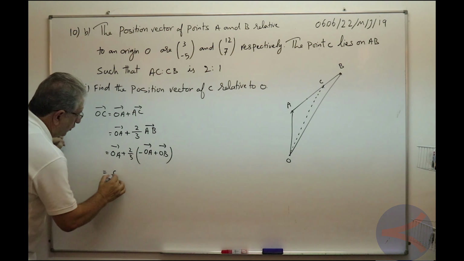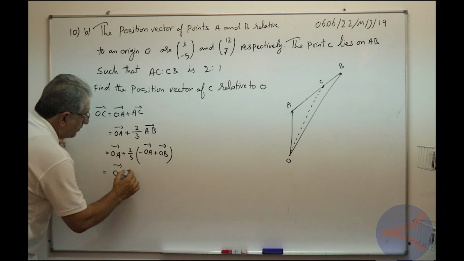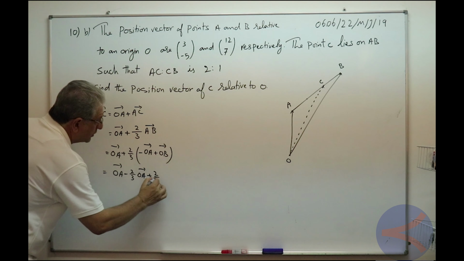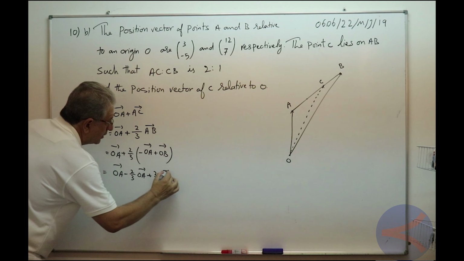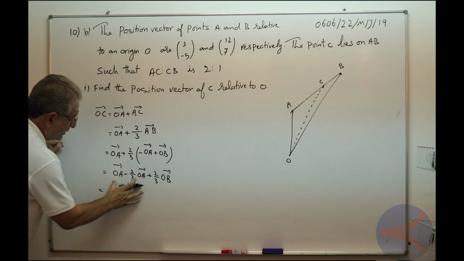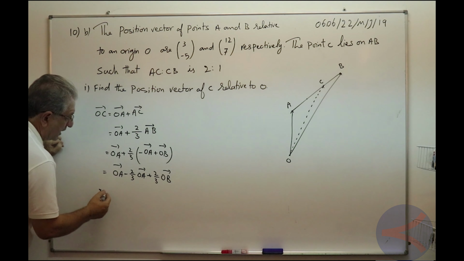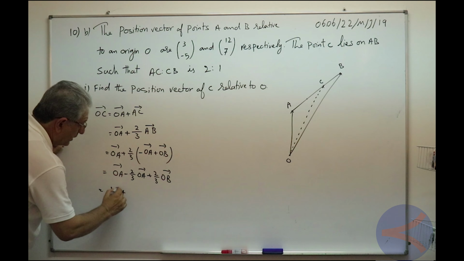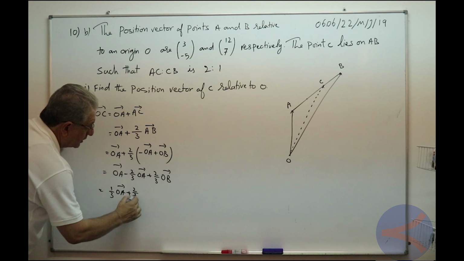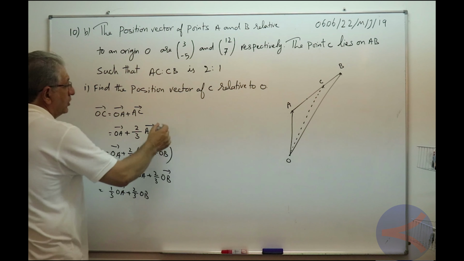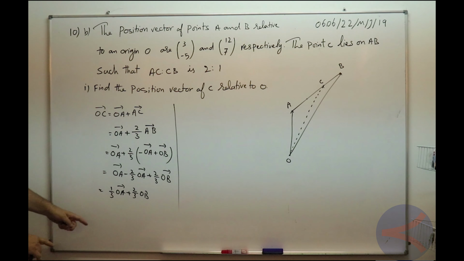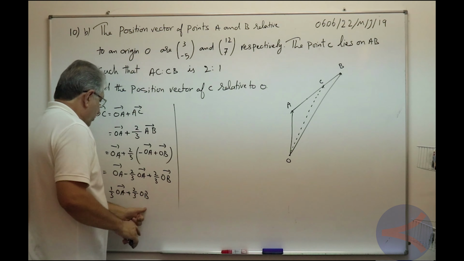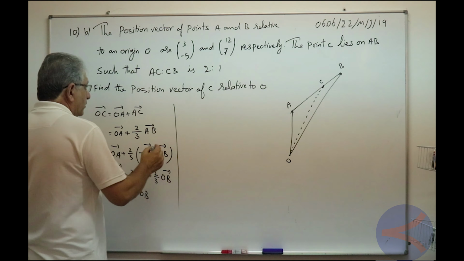What is this? So you are getting OA minus 2/3 OA plus 2/3 OB. Now, if you add these two, this is 1 minus 2/3, which is 1/3. We are going to get 1/3 OA plus 2/3 OB. Now, you have all of these numbers here. OA, you know, is this. OB, you know, is this. You can just substitute and get your answer.